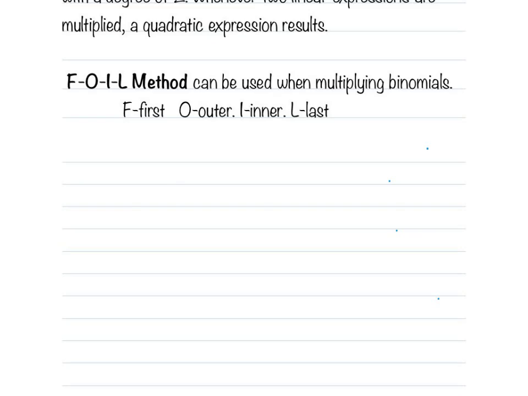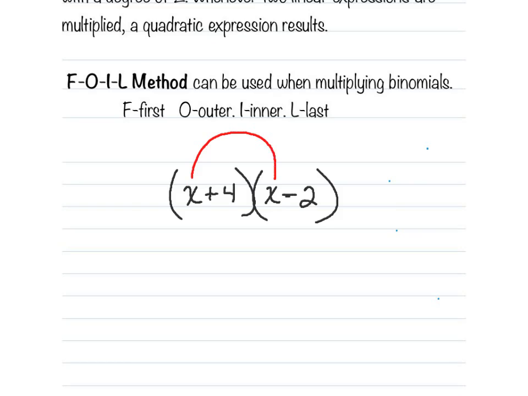For example, if I have x plus 4 times x minus 2, I have two binomials that I am multiplying together. I'm going to use the FOIL method in order to multiply them. F stands for first, so we will multiply the first term of each binomial. X times x is x squared.